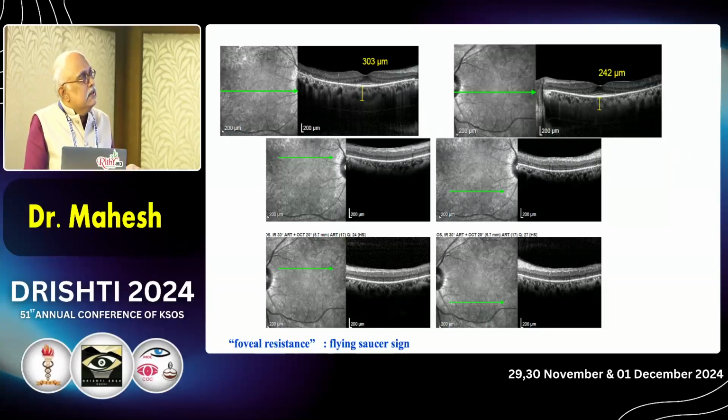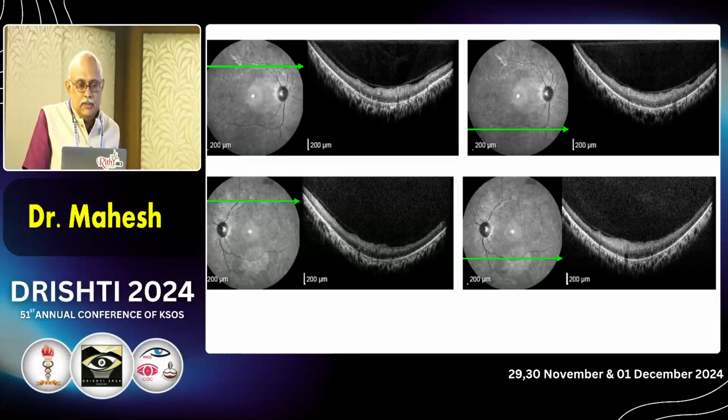So here this is a case where vision is quite good, and from this area to this area there is loss of ellipsoid line. So that is the significance. And in the central area, it is still preserved. That is called flying saucer sign, foveal resistant, because the fovea is still, that ellipsoid line is present.